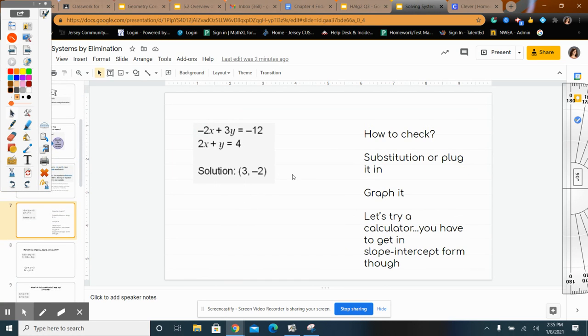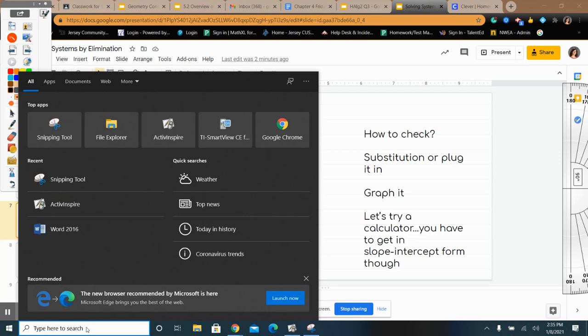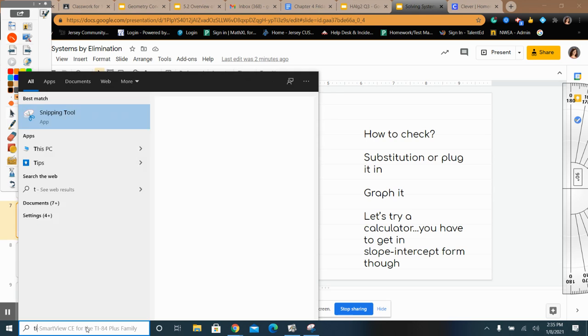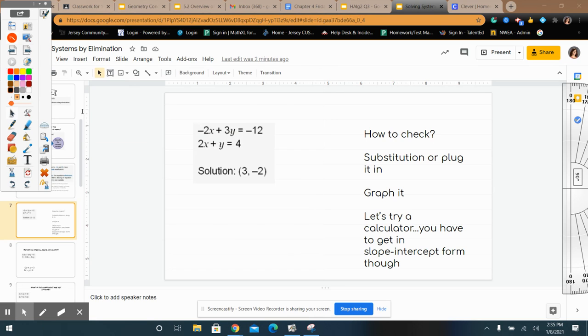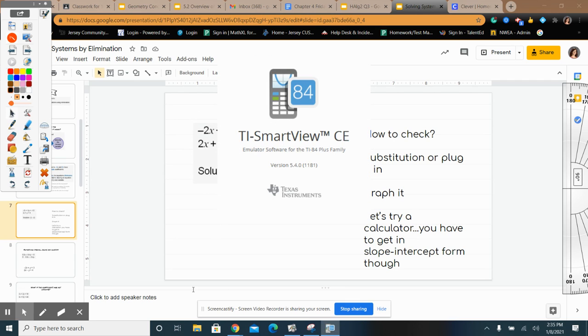How do you check it? You could substitute or plug it in. You could graph it, or you could use a calculator. I said I would try that, and I forgot to pull it up. Sorry. Now, the bad thing about a calculator is when you use it, you do have to get y by itself because the calculator wants everything in slope-intercept form to graph.